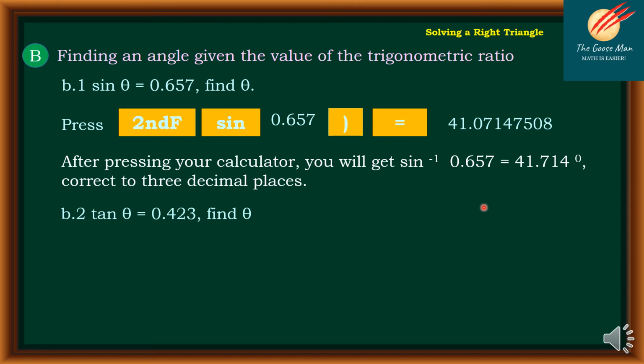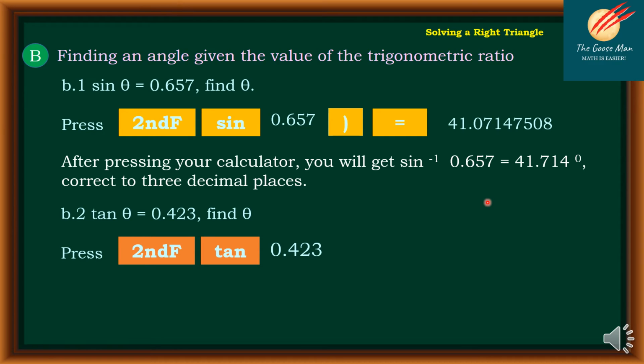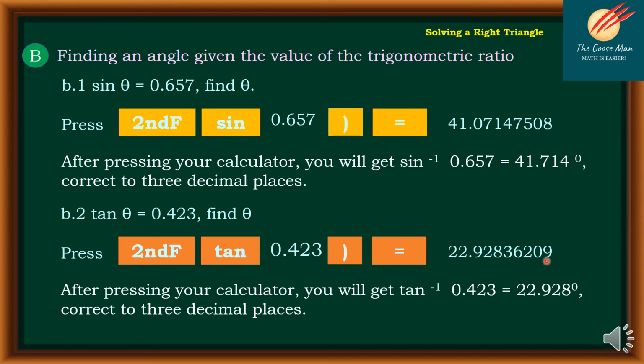Another example is tangent theta is equal to 0.423, find the theta. Again, press second function, tangent, the digit 0.423, close parenthesis, equal sign, and we will come up with 22.92836209. So again, after pressing your calculator, you will get arc tangent of 0.423 is equal to 22.928 degrees, correct to 3 decimal places.